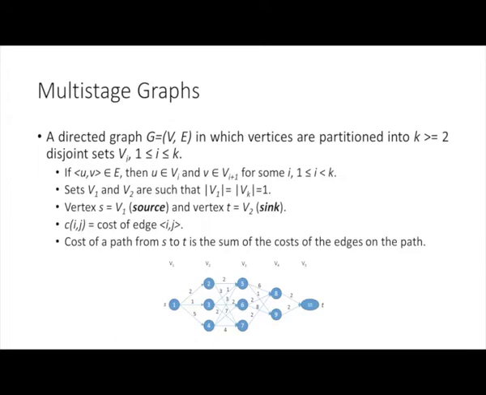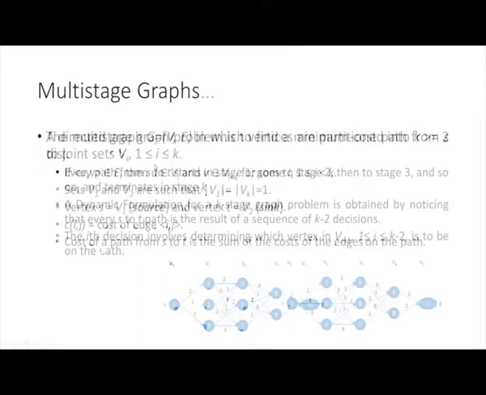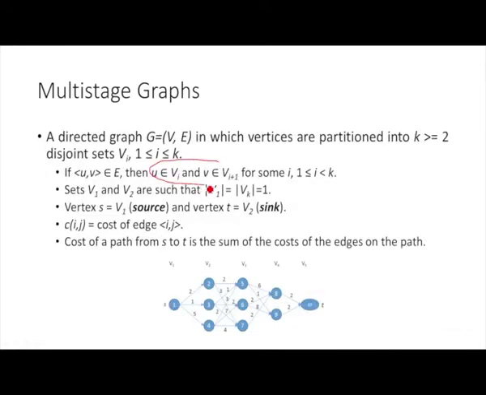Now if there is an edge (u, v) which belongs to the edge set, then it means that node u belongs to one stage and node v belongs to the immediately next stage. That is, if u belongs to V_i, then v belongs to V_(i+1), for some i from 1 to k.